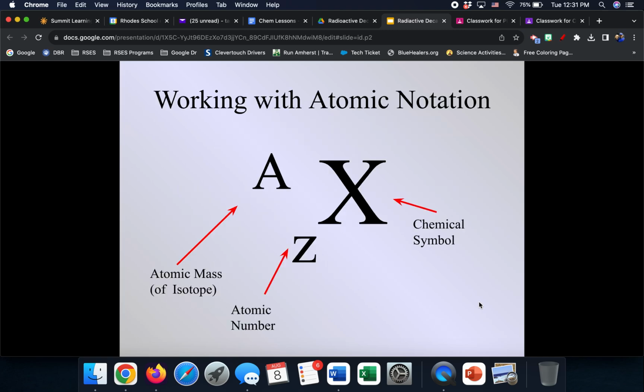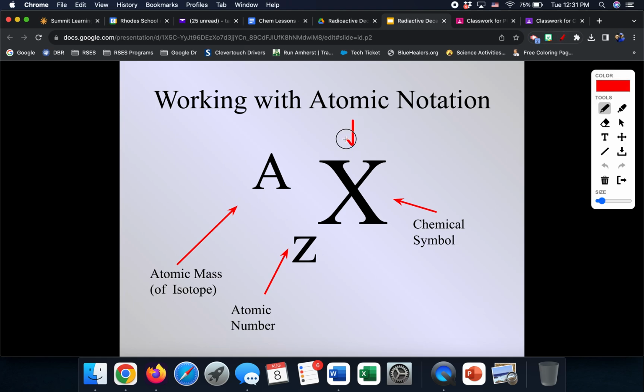So just a quick review of the atomic notation. Remember, this would be your symbol. It could be oxygen, hydrogen, helium, whatever. Then you're going to have two numbers. Sometimes they're reversed, the A and the Z, but the bigger number will always be the atomic mass, because that's the number of protons plus neutrons.